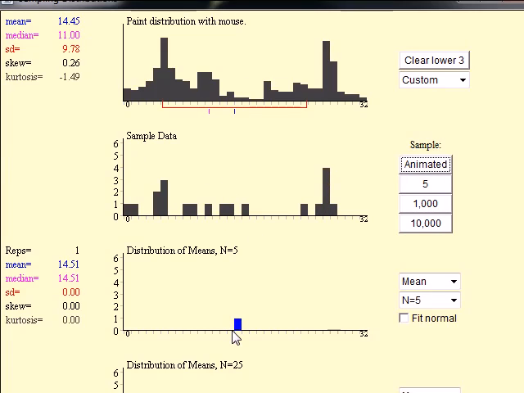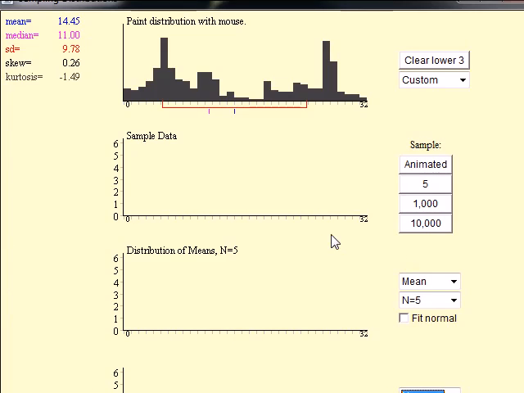Oh, what did I just do? I clicked, oh, I wanted to clear that. Let me make this bottom one none. So let me do that over again.